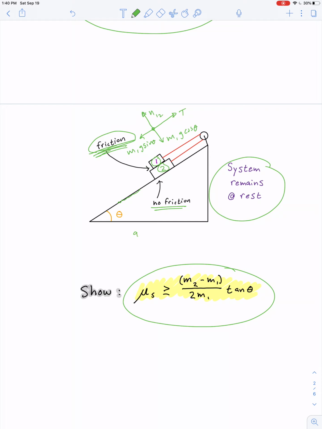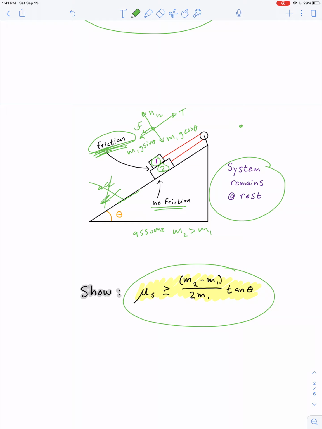We're going to assume in this problem that mass number 2 is greater than mass number 1. So if there was no friction between the two blocks, the system would be accelerating this way, but it doesn't accelerate because there's enough friction to hold it at rest. So without any friction at all, block 2 would be sliding down, block 1 would be moving upward, and so that sliding would create a frictional force back in this direction on block number 1. Okay, let's make a free body diagram for block number 2.